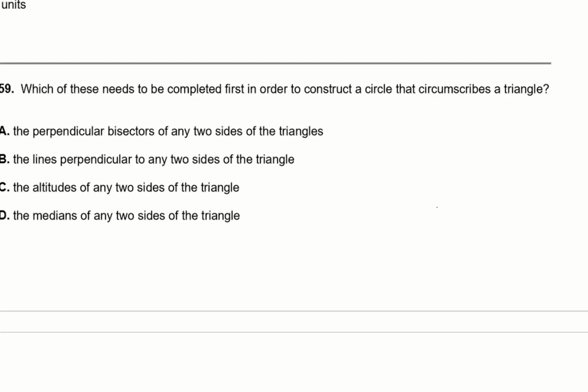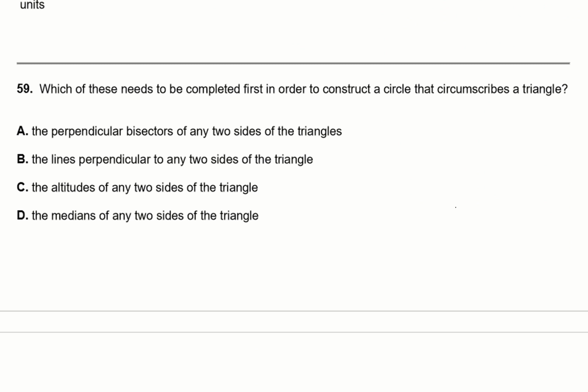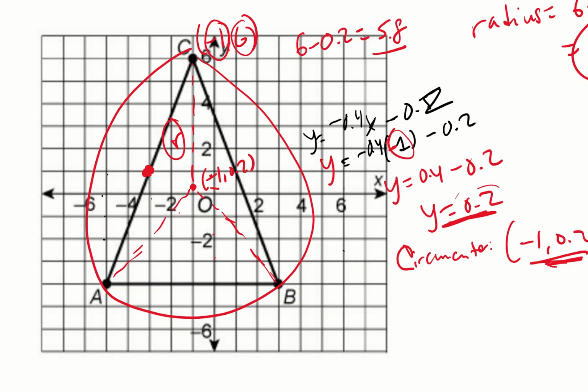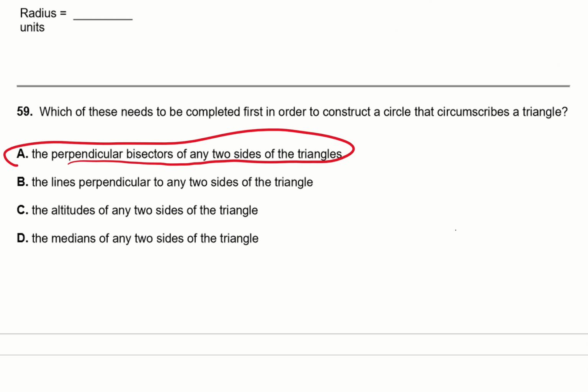All right, so we'll finish up the last couple of questions. Which of these needs to be completed first in order to construct a circle that circumscribes a triangle? So if we want to do something that circumscribes, remember, looking at this problem, what did we do? The first thing that we did was we had to make the perpendicular bisectors in order to do the circumcenter. So that's exactly what we're going to do. The perpendicular bisectors of any two sides of the triangle is the first thing that we do.